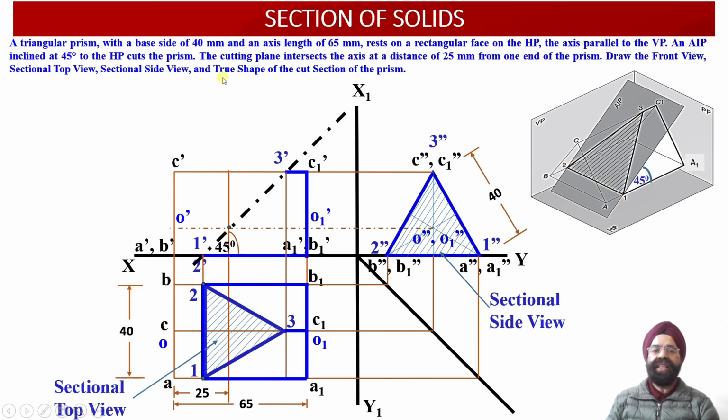Now the question arises, how do we obtain the true shape projections of this cut section? We will be able to obtain the true shape projections of this cut section only when we are able to draw an auxiliary inclined plane x2, y2 which happens to be parallel to this cut section over here, or the cutting plane over here.